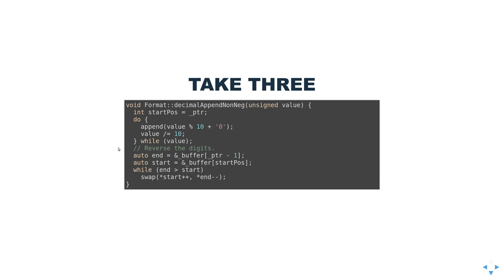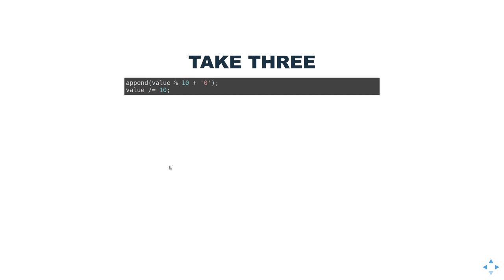But this should work. We're going to be writing out the value backwards, and then we're going to be spinning it the right way around. Let's take a look at what that inner loop is, that do while. This is the append value %10 plus 0, and then value divided by equals 10. Let's see what the assembly code looks like.